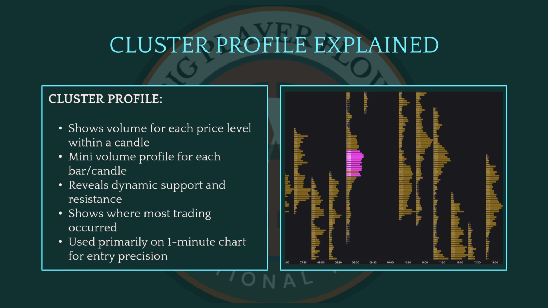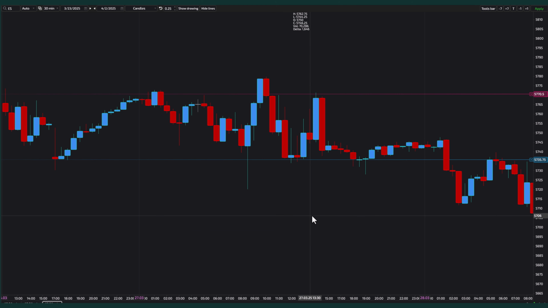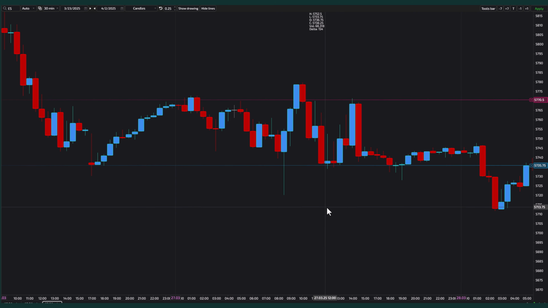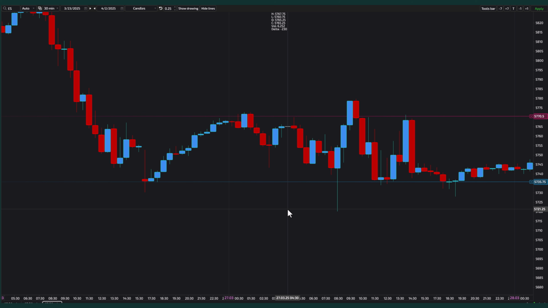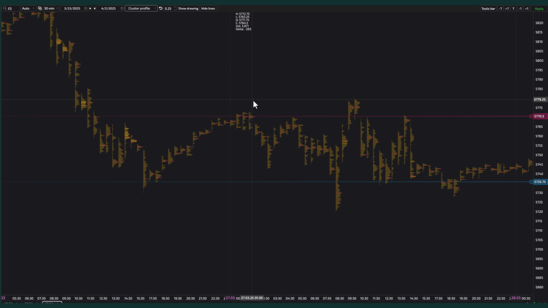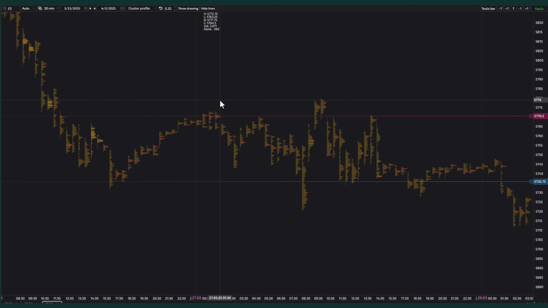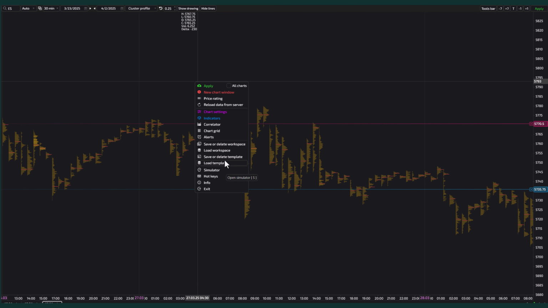Now actually, let's go to the charts. Let's improve our charts. This is what you get used to. Candlesticks, right? So first of all, let's change the candles to cluster profile. Just like that. In many platforms, there is actually a setting that allows to show candles. Let me show you.